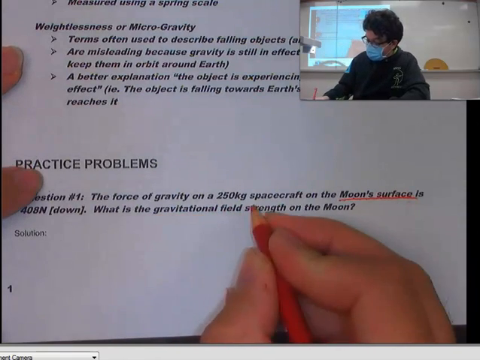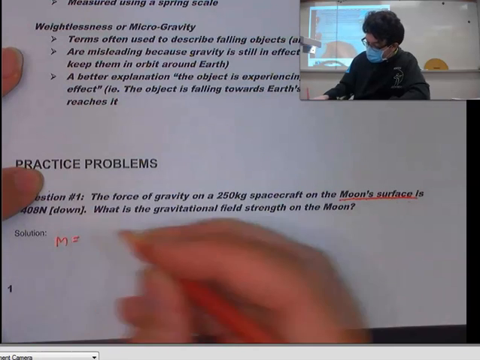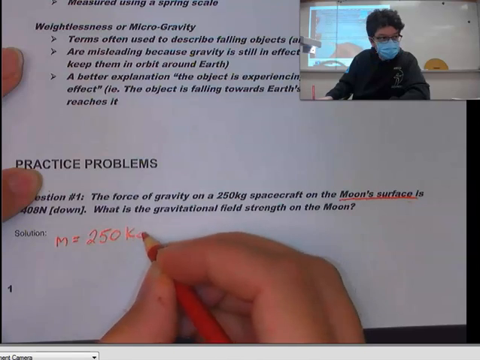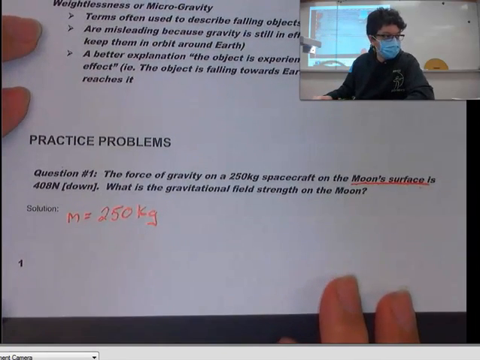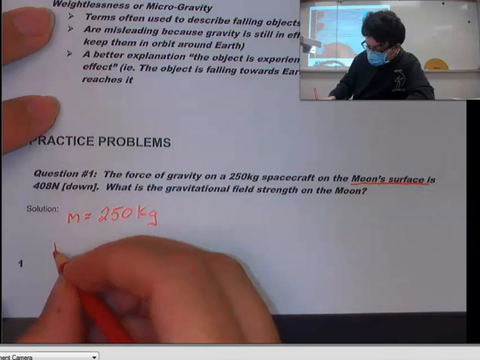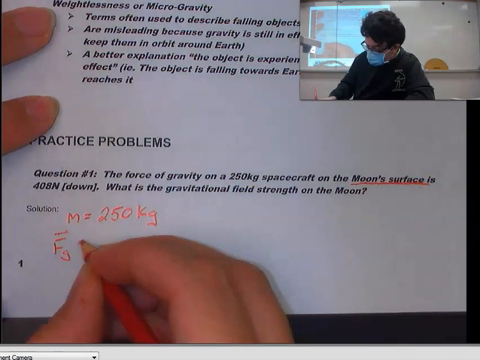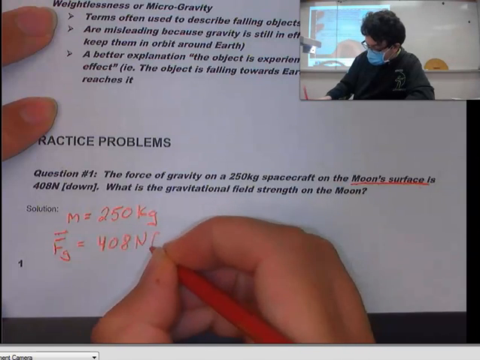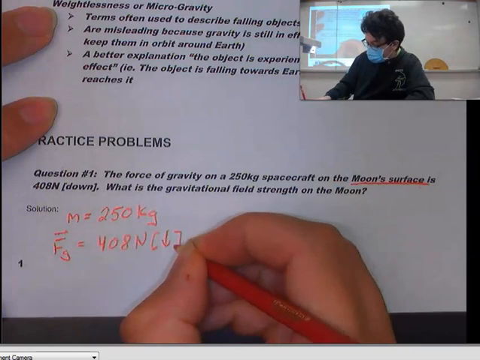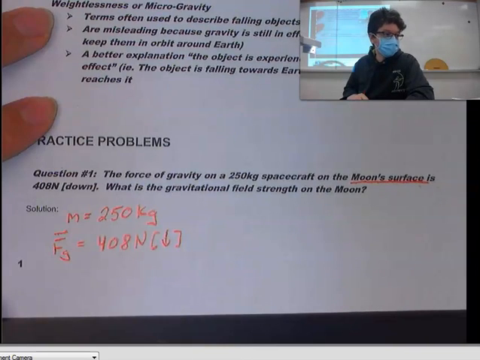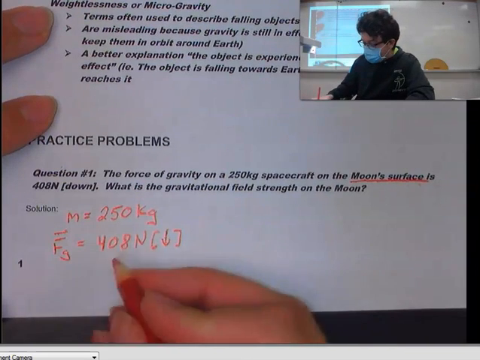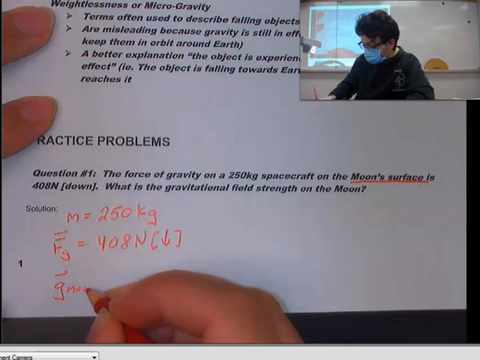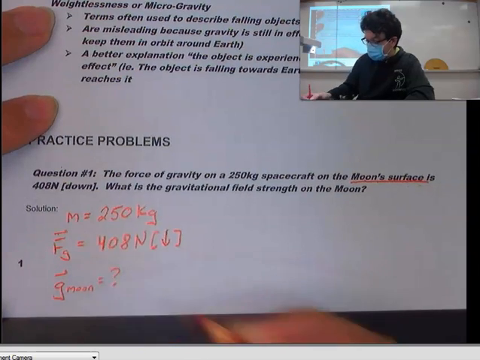Well, what do they give us? They give us mass, which is 250 kilograms. And they give us the force of gravity, which is 408 newtons down. And we want to figure out what that gravitational field strength is on the moon.